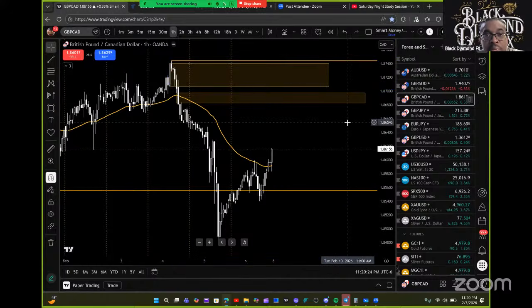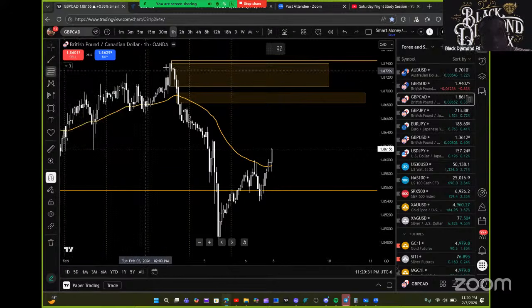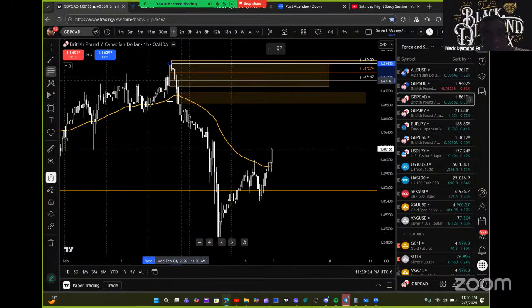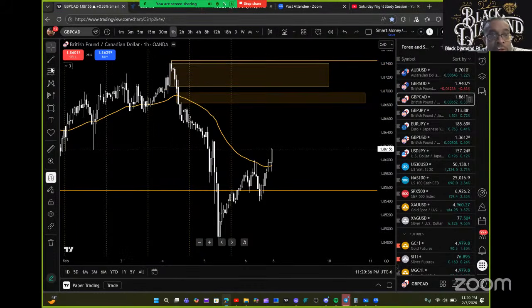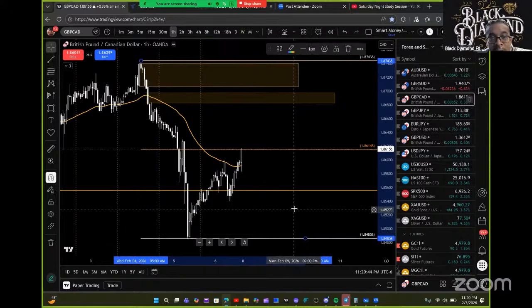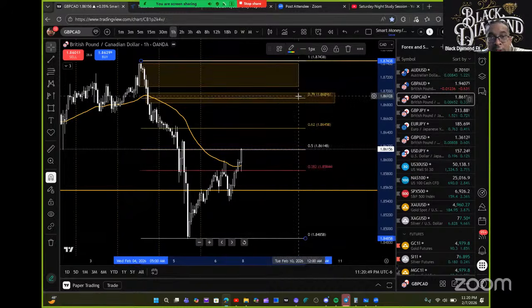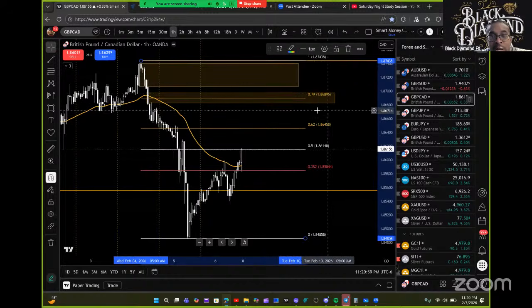All right, now let me show y'all a trick. I know some of y'all might know this already, but this is how I use my Fibonacci. Wait, wrong fibs. Hold on. I gotta put it on. We go from top to bottom of that entire range. Let me change it to my Black Diamond All-Star. All right, see this area between the 0.62 and the 0.79, that golden area? This is where my optimal trade entry is.